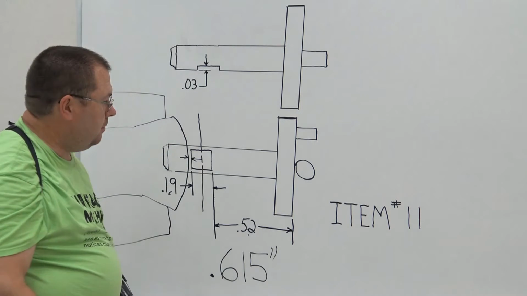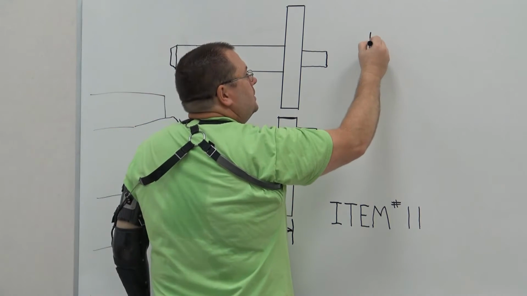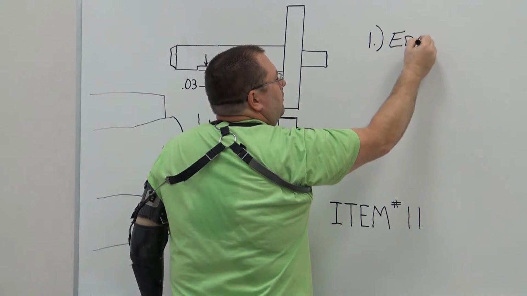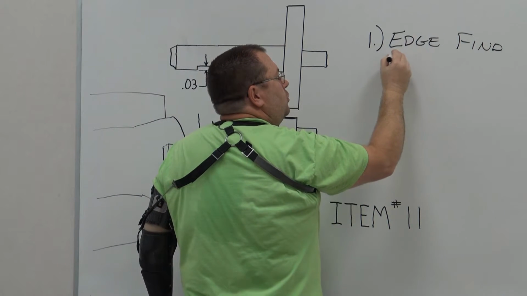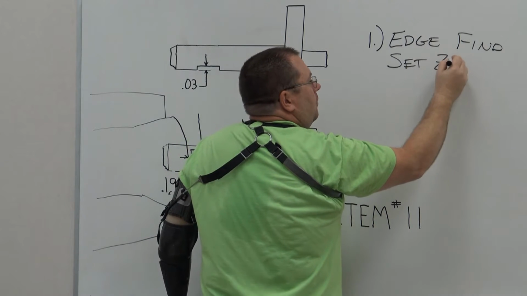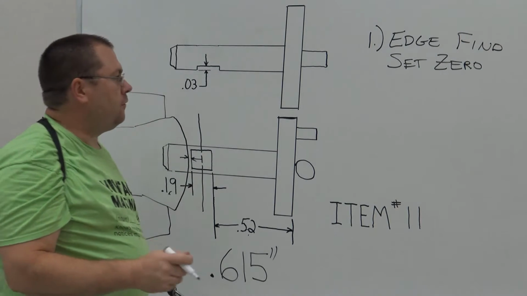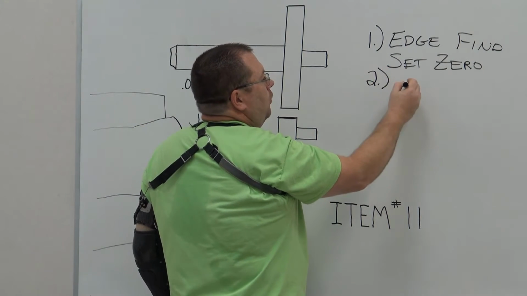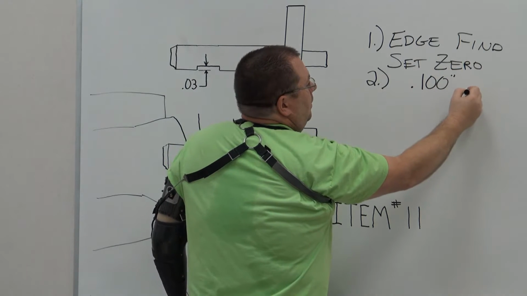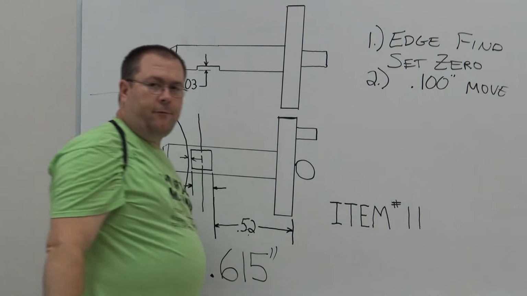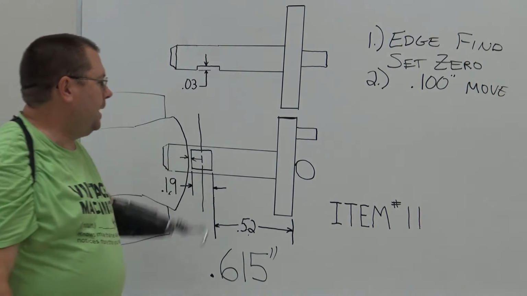Set my dial to 0, and this is the x-axis that we're working with. So I'm going to say set dial to 0, edge find. You should take for granted and assume that you set 0. Right? Once I set my 0, how far do I want to move over? Well, the next step is to move over in the same direction 100 thousandths. Now what's that for? That's for the radius of my edge finder. Okay? What's my next step?